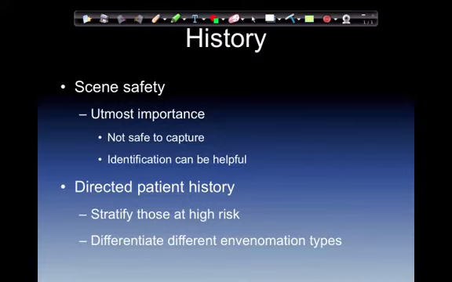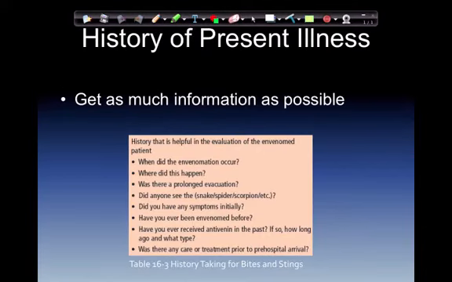Directed patient history: stratify those at high risk, and differentiate different envenomation types. So it's off of a history of present illness and their symptoms that we're probably going to be able to identify these. For the history of present illness, get as much information as possible. The standard OPQRST mnemonic is helpful to evaluate this.